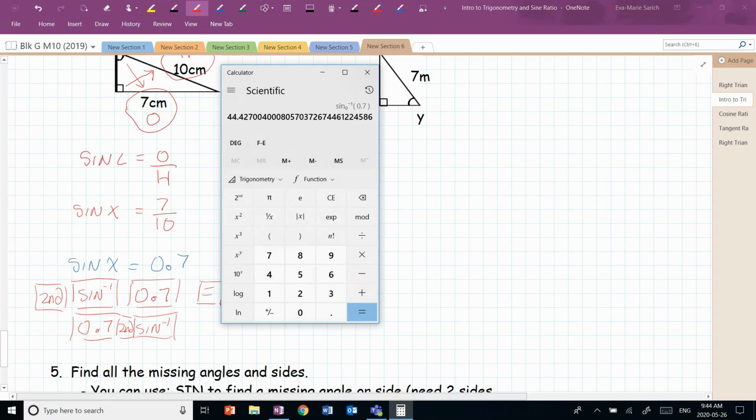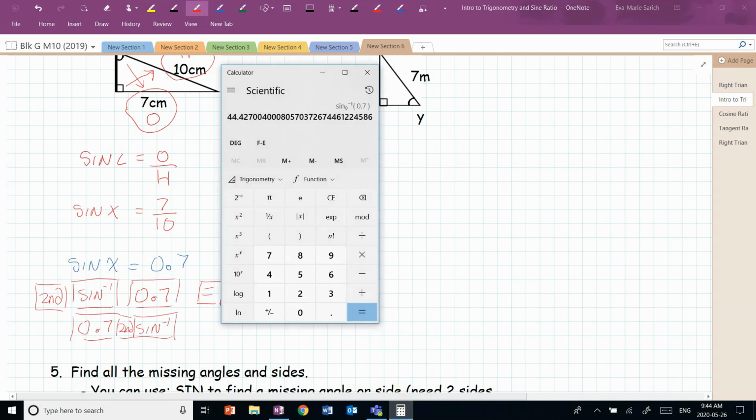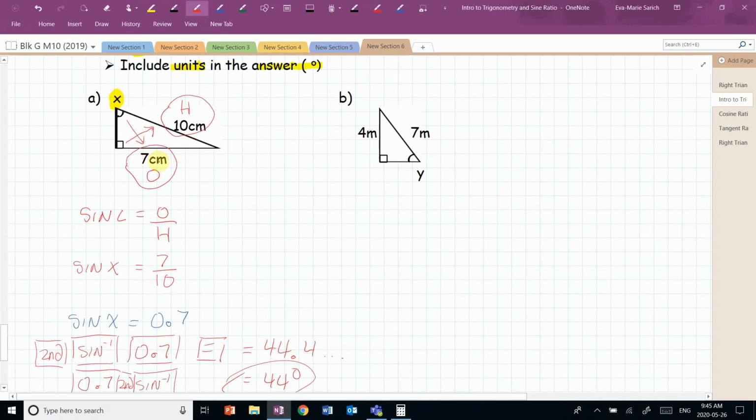Now remember, for degrees, we want a whole number to the nearest degree. So that's a 4, which is less than 5, so it's going to stay 44. So this is 44.4, and so on. That's going to round to 44 degrees. That's our final answer. So this angle X here is going to be 44 degrees.